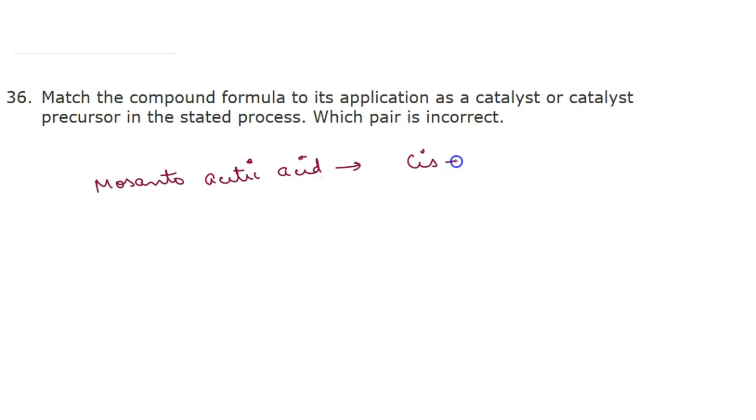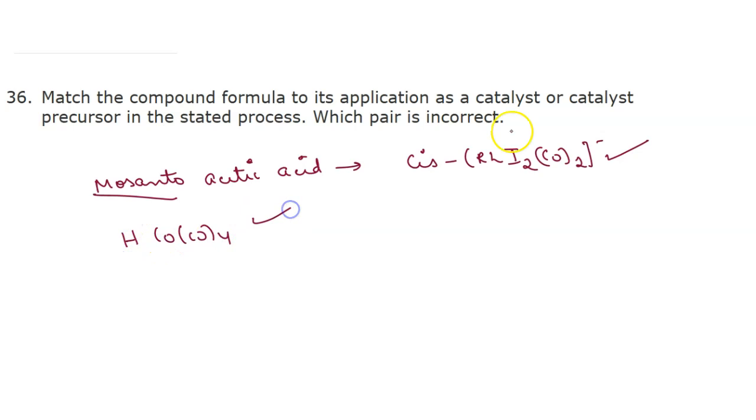So it was given cis-[Rh(I2)(CO)2]⁻. Yes, this acts as a catalyst for the Monsanto acetic acid process, and for the hydroformylation or oxo process this catalyst was given. So in the question we are given a catalyst or catalyst precursor. Yes, this acts as a precursor for the active species.